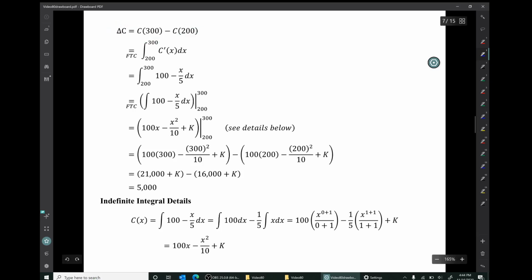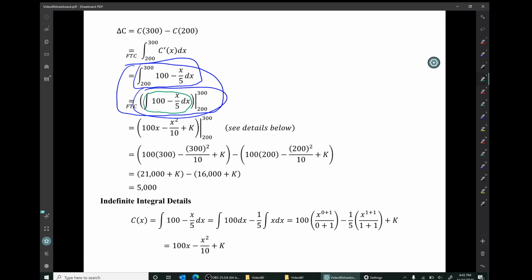And then we use the fundamental theorem of calculus to say that that change in cost is equal to the integral of the derivative of the cost, that is, the integral of the marginal cost. Then we use our formula that was given for the marginal cost. And then we use the fundamental theorem of calculus to tell us that this definite integral can be obtained by doing this calculation with the indefinite integral.